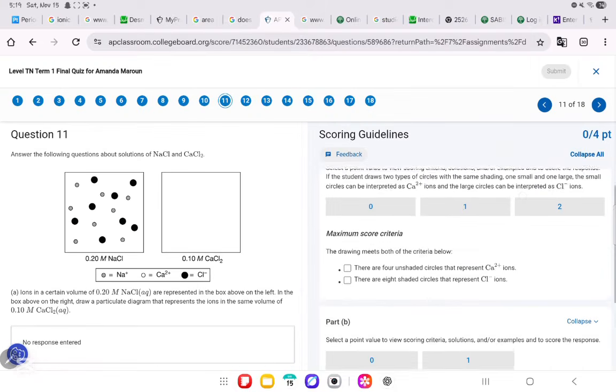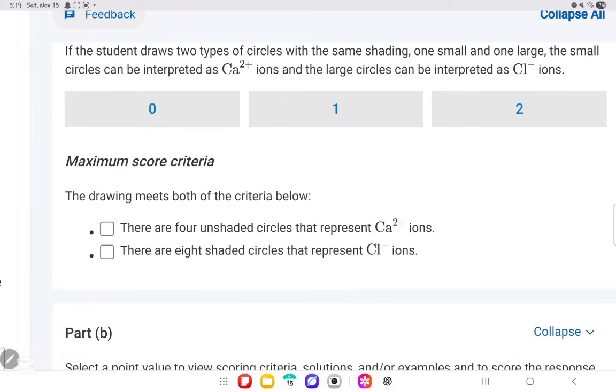If we go back to the answer key, we should have 4 unshaded circles that represent Ca2+ ions. We have that. And 8 shaded circles that represent Cl- ions. We have that as well. We'll move on to part B.